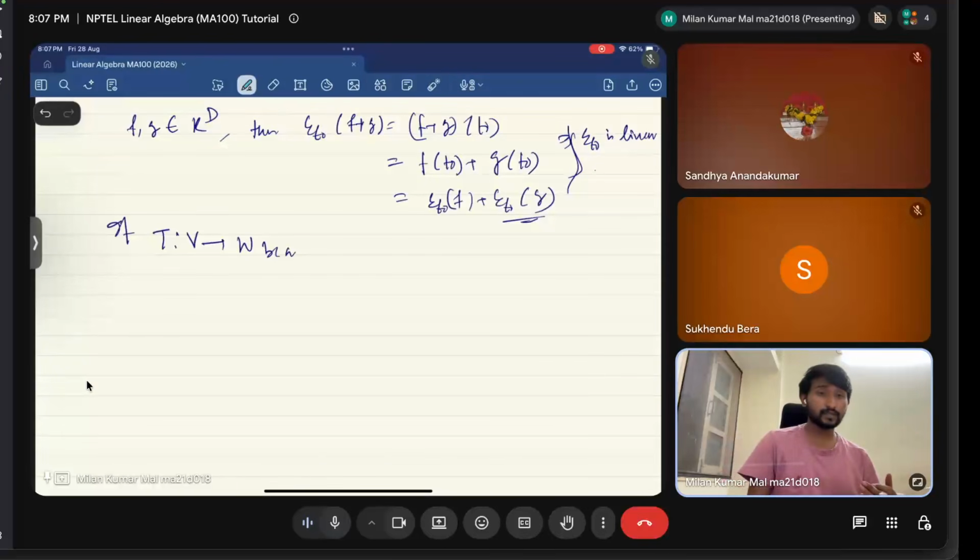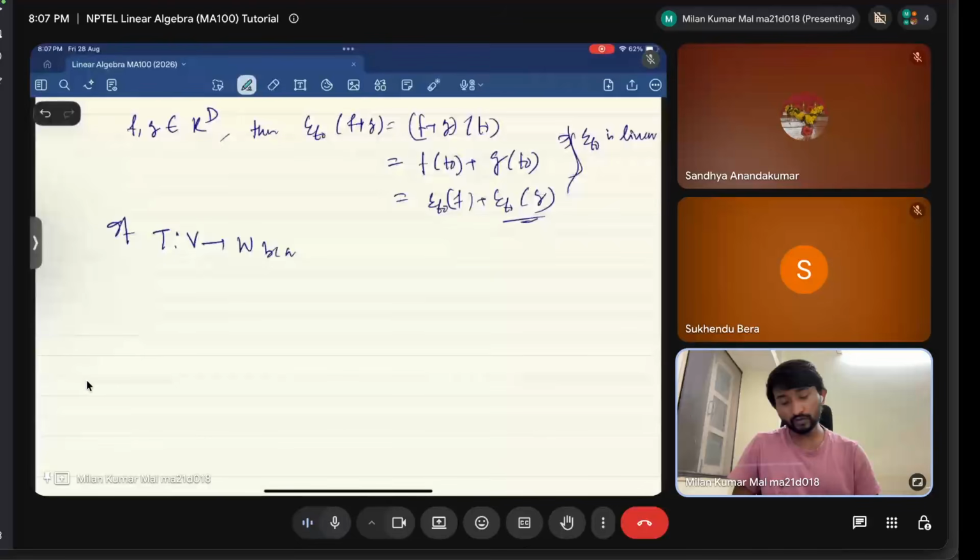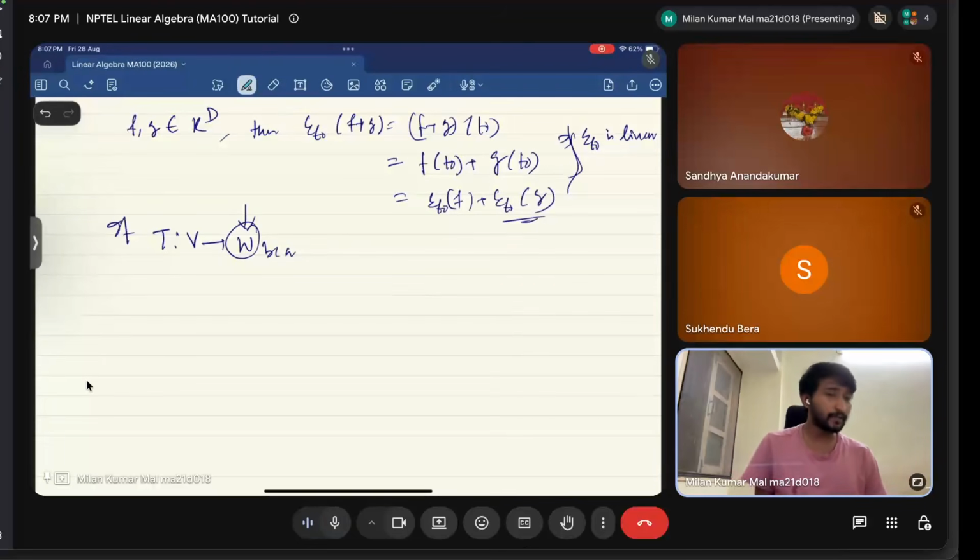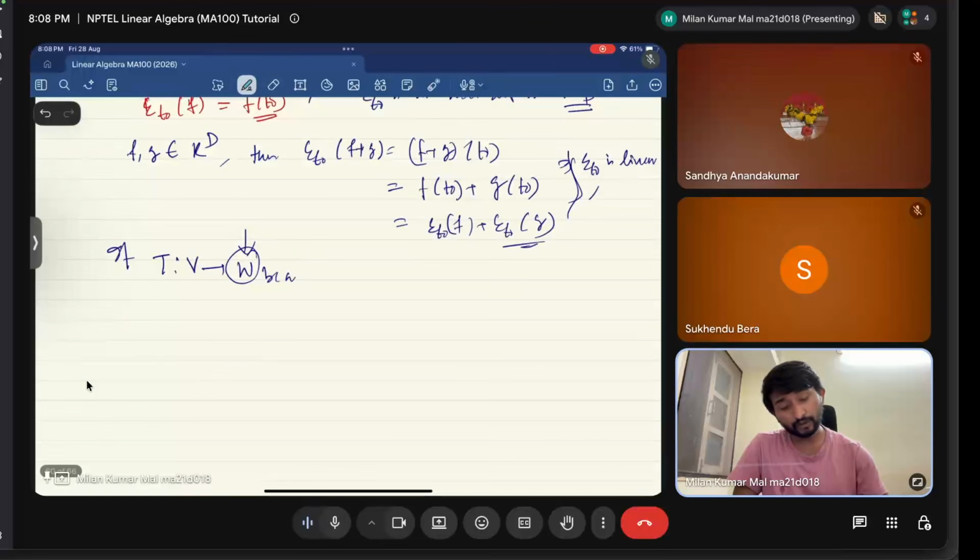transformation. And whenever the vector space W is taking the value, W is nothing but the field itself, because if V is a vector space over the field K, then the field K itself is a vector space over itself. That is why, when you choose W as K, this is called a form. This is a linear form. That is what is proved.